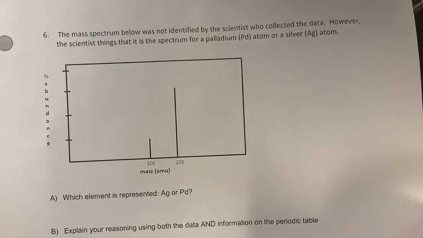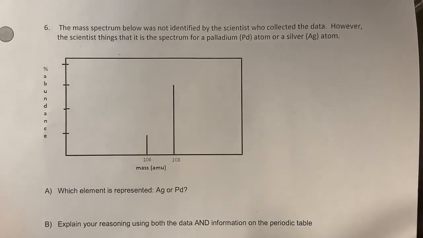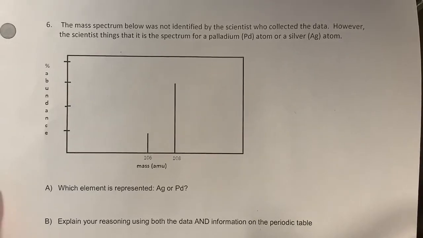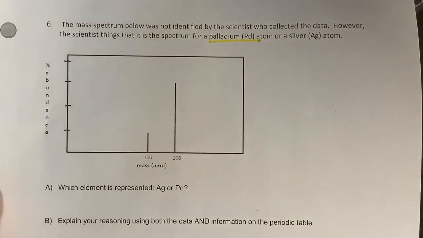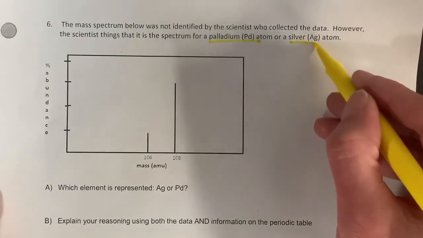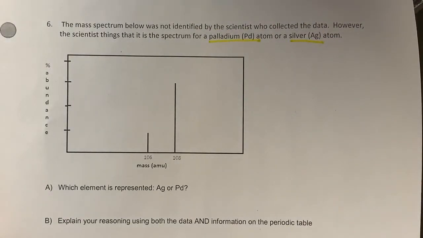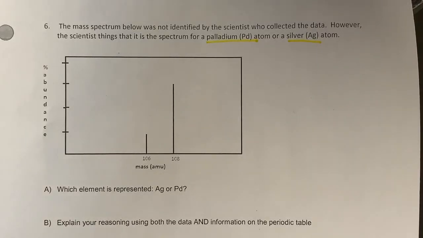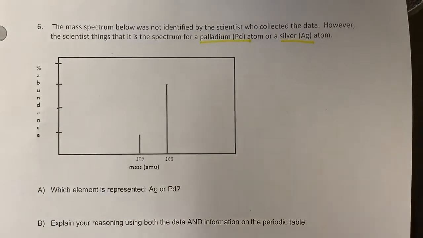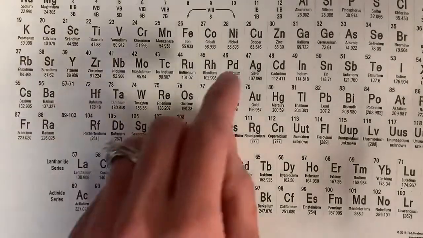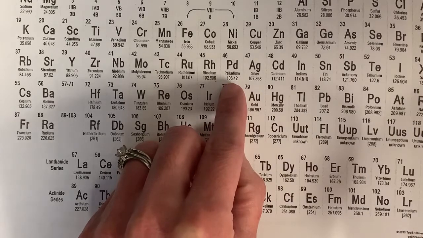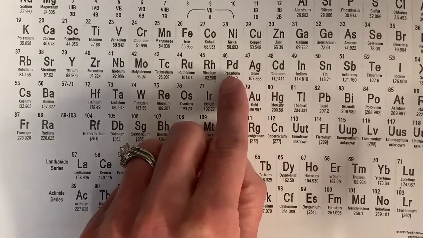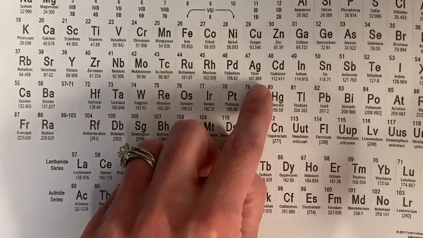Question number 6 gives you a mass spectrum. It is an unknown element. It is either palladium with 2 isotopes or silver with 2 isotopes. Okay? You are going to look at your periodic table, the mass for silver and the mass for palladium, to determine whether it's going to be palladium or whether it's going to be silver. It can only be one or the other, not both.